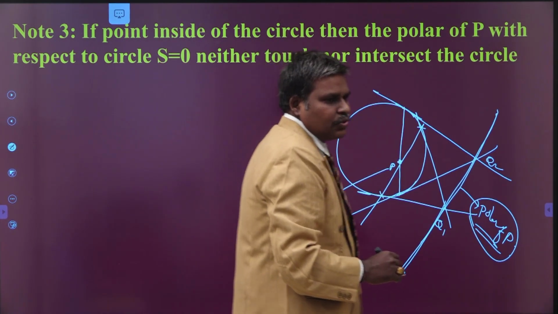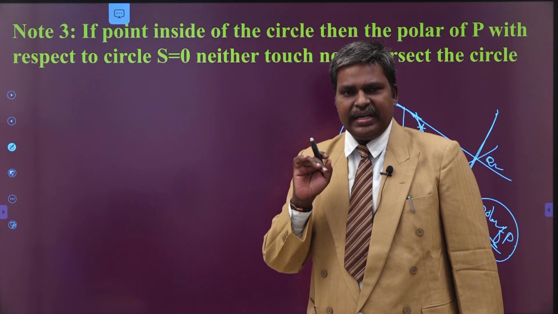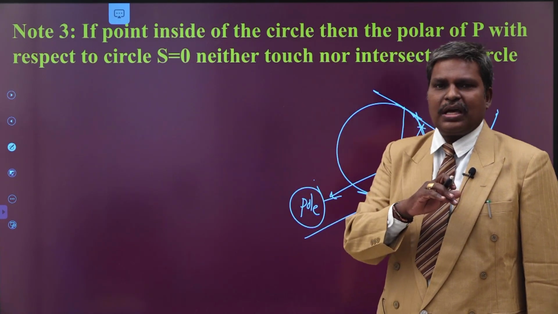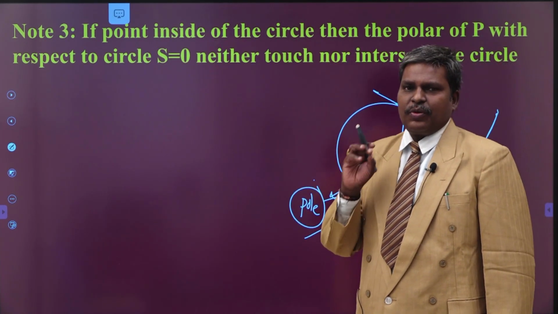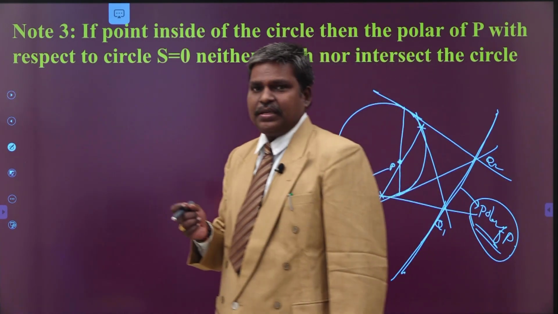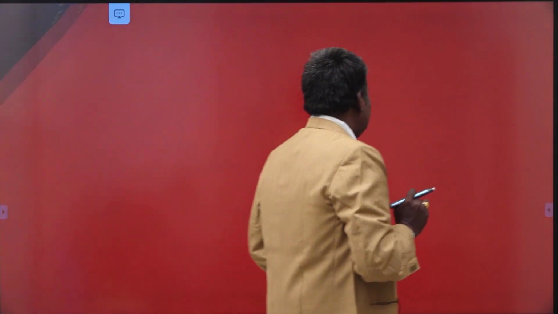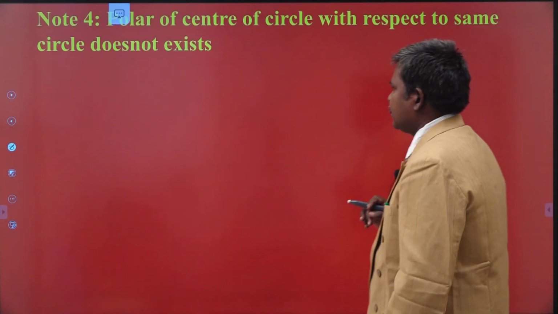So what are the conclusions here? Point outside, that becomes the chord of contact. Point inside, the entire polar comes outside the circle. Your point is on the circle, your polar coincides with the tangent at P. Tangent at P. Now let us see the important note, the fourth note.